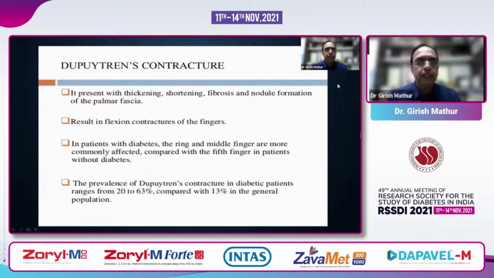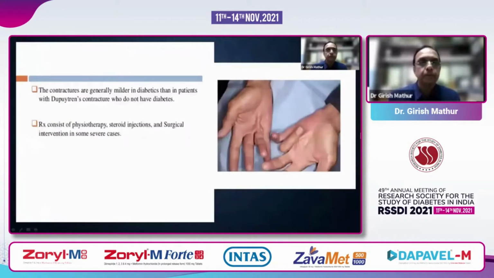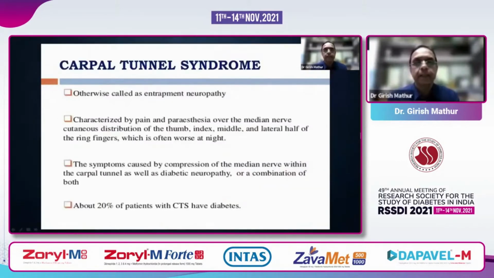In patients with diabetes, the ring and middle finger are more commonly affected, compared to the fifth finger in patients without diabetes. The prevalence of this condition in diabetic patients ranges from 20 to 63%, compared with 13% in the general population. These contractures are generally milder in diabetics than in patients who do not have diabetes. Treatments again: physiotherapy, steroid injection, and surgical intervention in some severe cases.